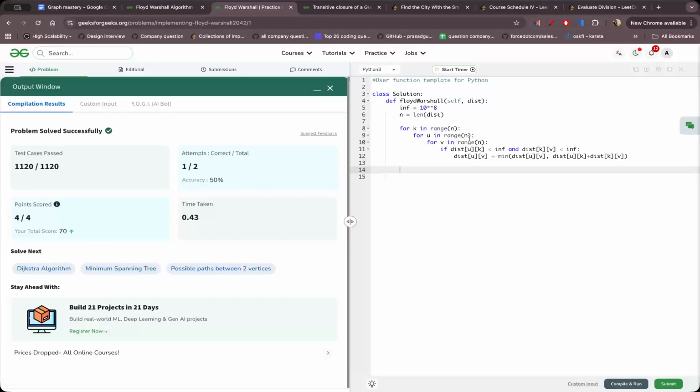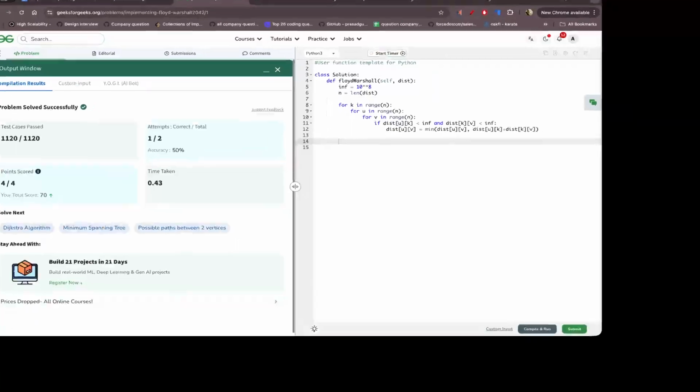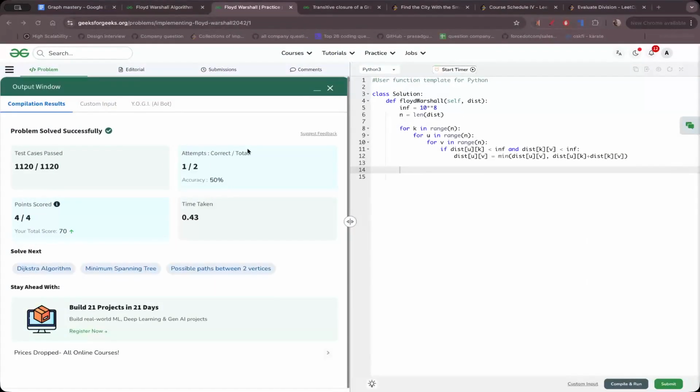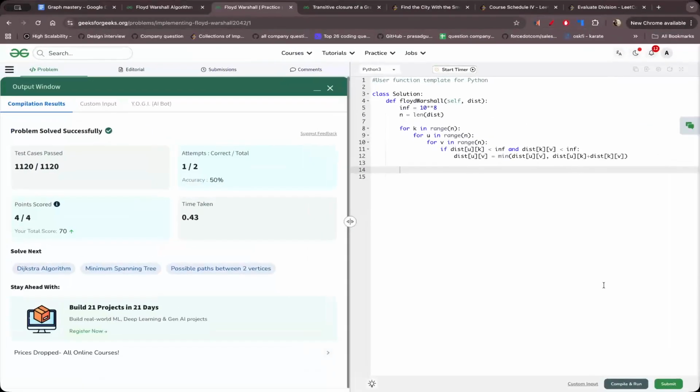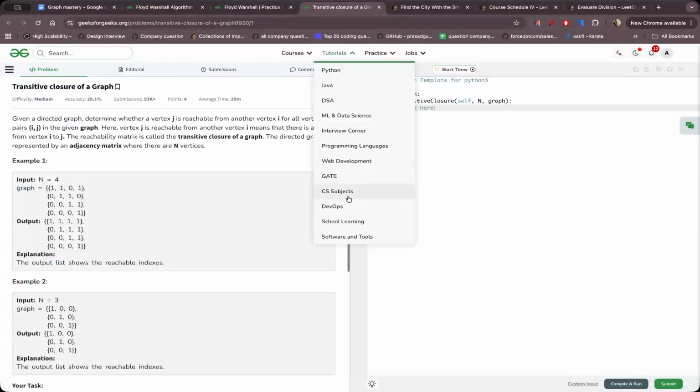So this is the same code which we tried, the same code which we just learned: for every k, in basically order of cube, we need to try for every u and v. All right, so now this was just the algorithm.